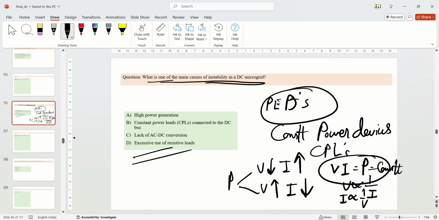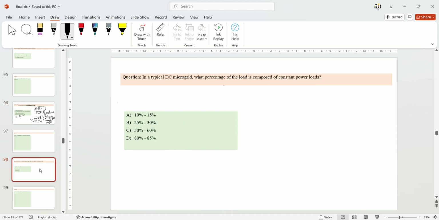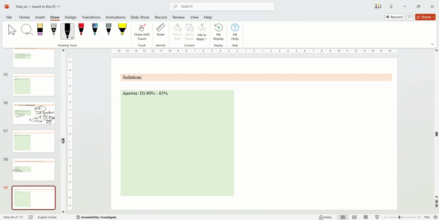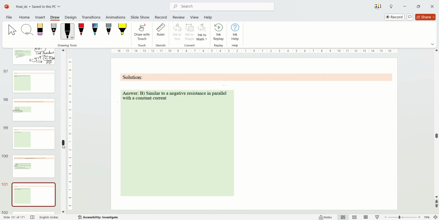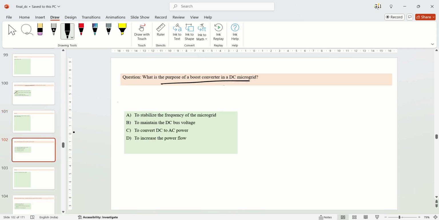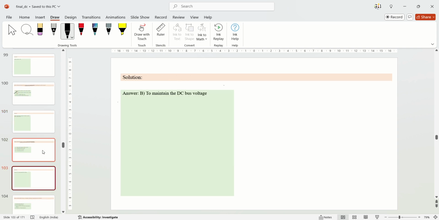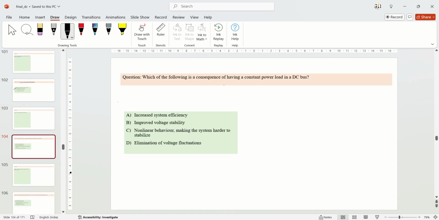So this is a question related to CPL only, which is a major disadvantage related to impedance mismatching between the systems. Another question: what percent of load is composed of constant power load? That's actually 80-25%. If you go to the next question, what is the behavior of a constant power load? It behaves as a negative resistance in parallel with a constant current. Coming to the next question, the purpose of the boost converter in the system is stabilizing and maintaining the DC bus voltage.